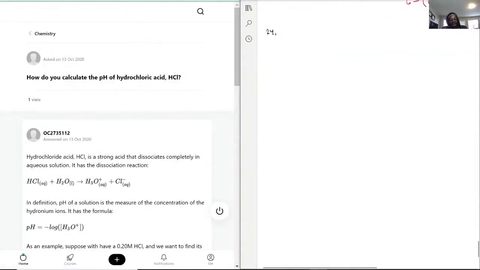So, how do you calculate the pH of hydrochloric acid? So this will officially be 80% done, but oh yeah, I recognize this. I almost blanked out for a second. pH of hydrochloric acid, HCl. So I believe if you saw my last session, I did explain this, but I'll explain it again.